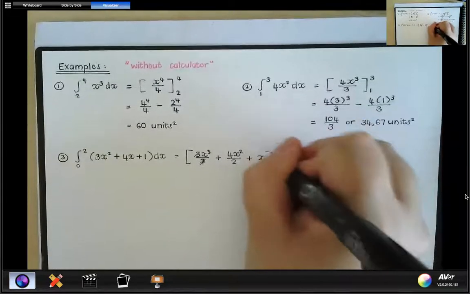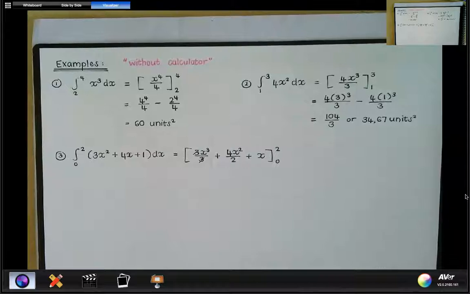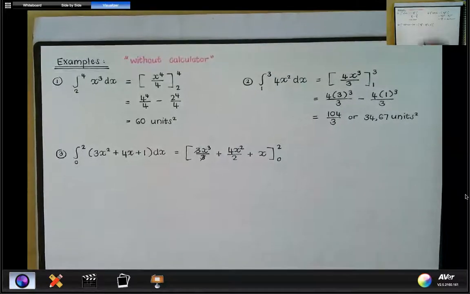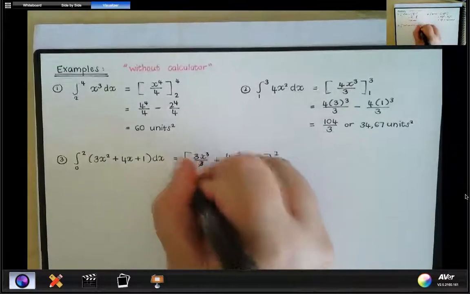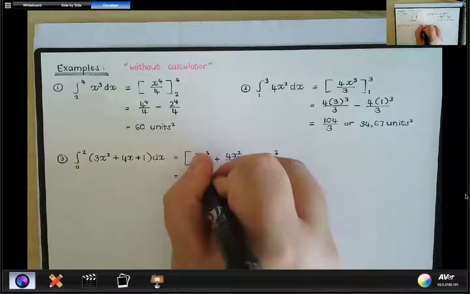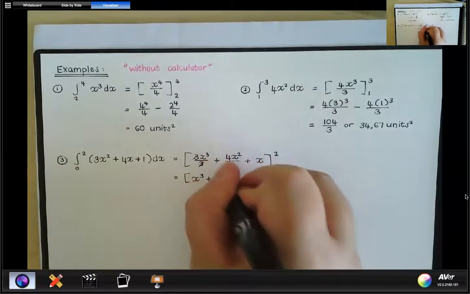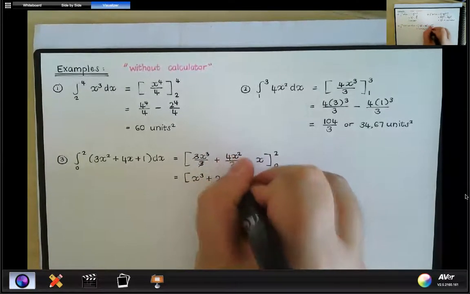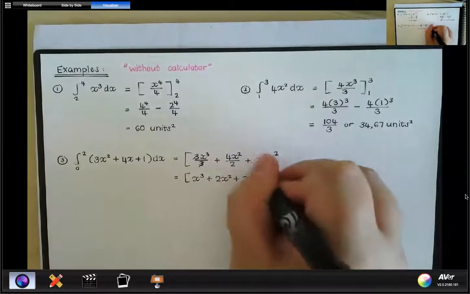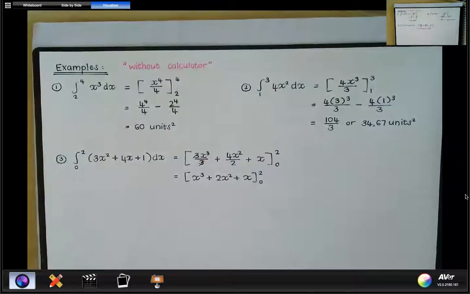And this is from 0 to 2. If you want, you can just rewrite this in its simplest form: x cubed plus 2x squared plus x, and then from 0 to 2 like that.